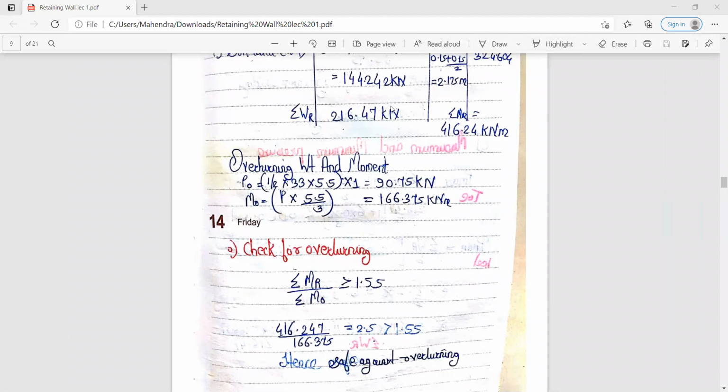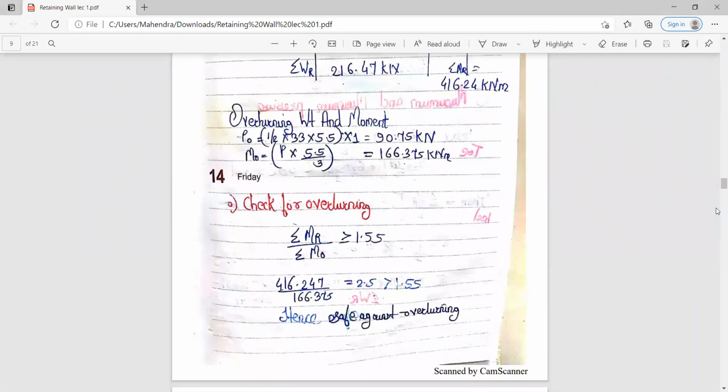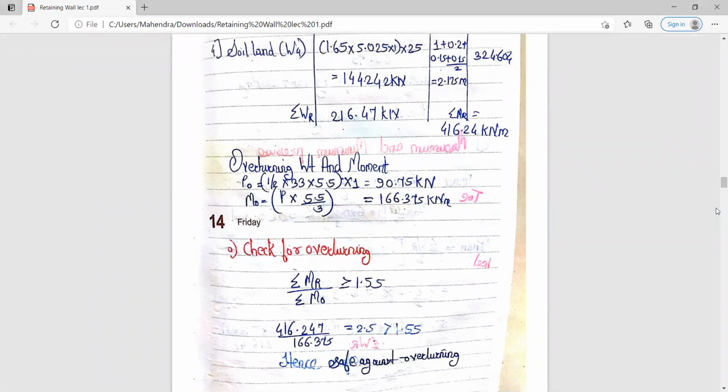First of all, you need to do the check for the overturning. So for doing the check for the overturning, you have the formula, that is summation MR, that is summation of all the moment of resistance that you had calculated, upon summation of overturning moment, should be greater than 1.55. The moment of resistance you had got was 416.24 kilonewton meter. Whatever value you had got, you can use. And the summation of overturning moment is only one, so no need to add.